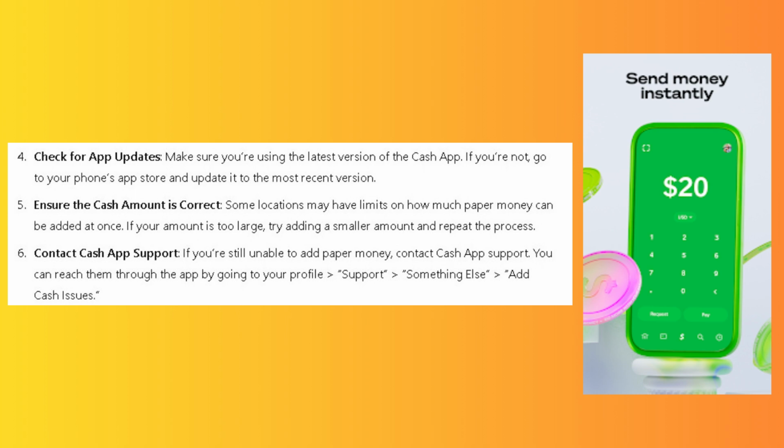If you're still unable to add paper money, contact Cash App support. You can reach them through the app by going to your profile, clicking on support, then clicking something else, and then add cash issue.